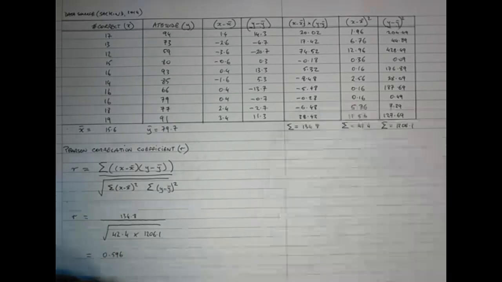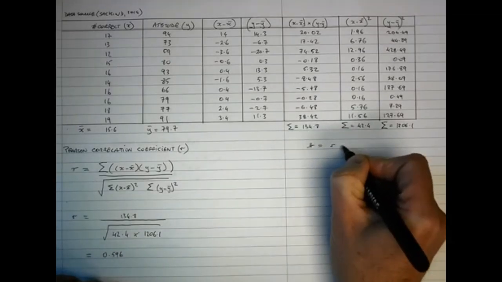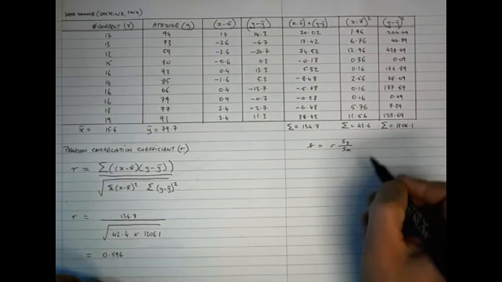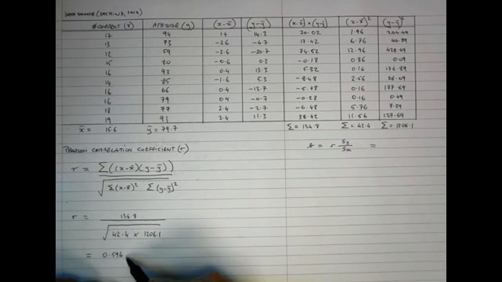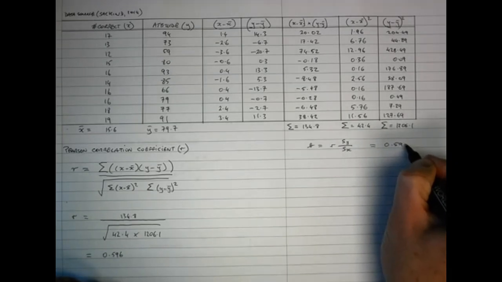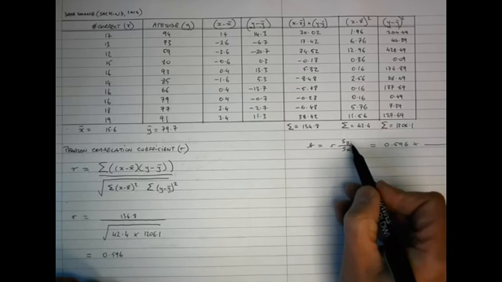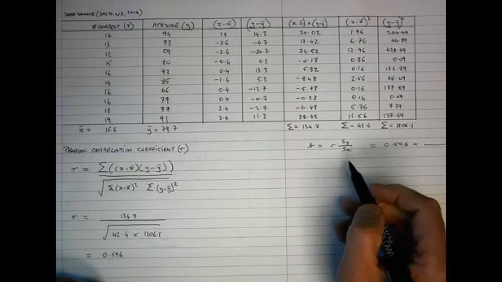The first thing I needed was the formula for my slope, which is designated by B, and that's equal to R times the standard deviation of y divided by the standard deviation of x. So we can plug in the value of R straight away here, that 0.596, which we've already calculated. So that's equal to 0.596 multiplied by the standard deviation of y divided by the standard deviation of x. So let's figure out these here first.